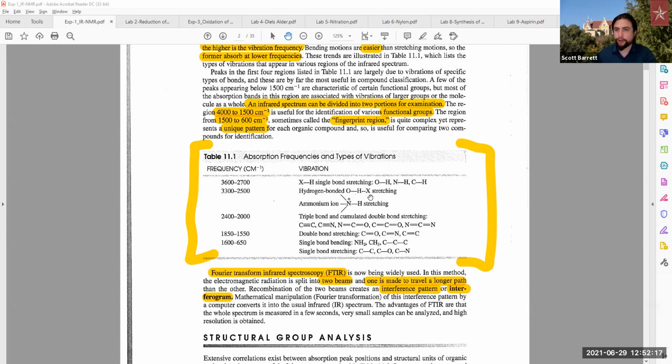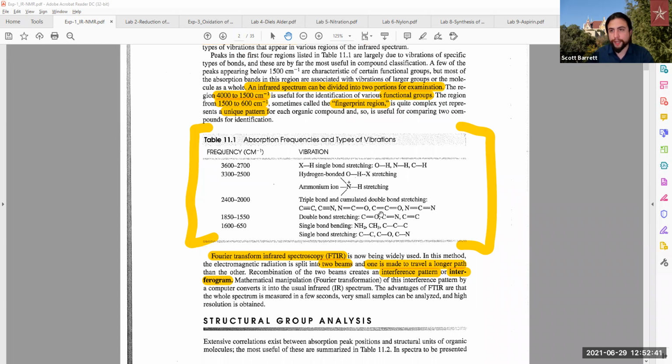But of course, the hydroxyl bonding you can see with a very broad shift from 3300 to 2500. Then as well, the alkynes or nitriles or these sorts of double bonded nitrogen, carbon, oxygen groups are commonly found from 2400 to 2000. And then your double bonds, like the ketones or aldehydes and carboxylic acids, will be between 1850 to 1550. And then finally, your single bonds bending or stretching from 1600 to 650.